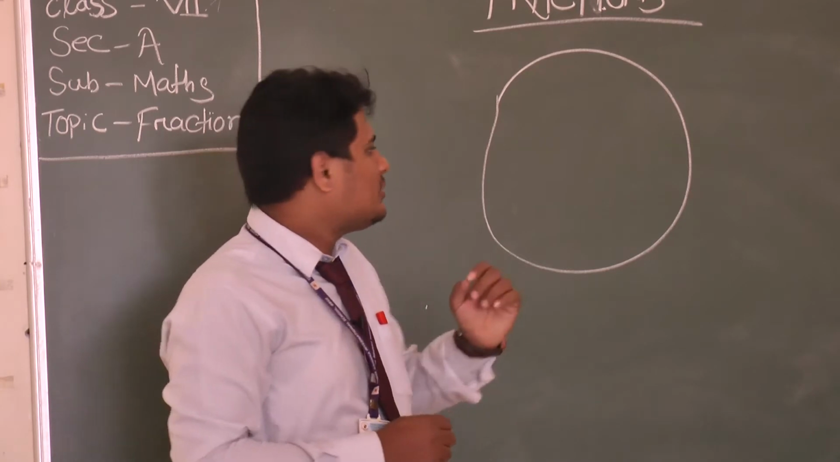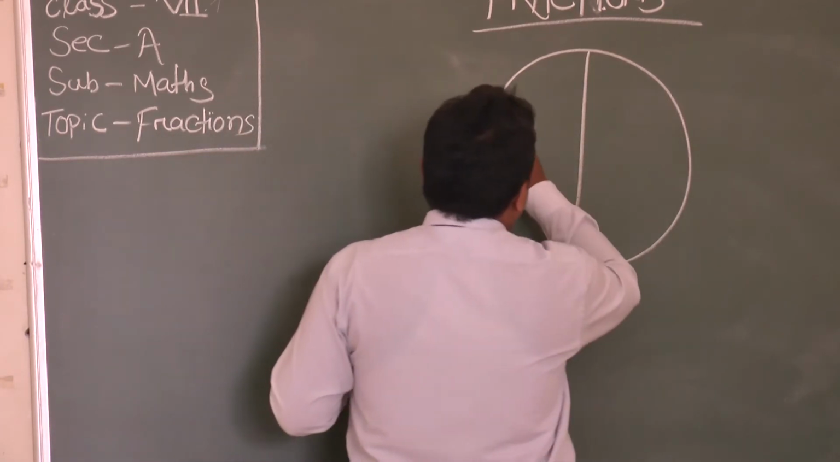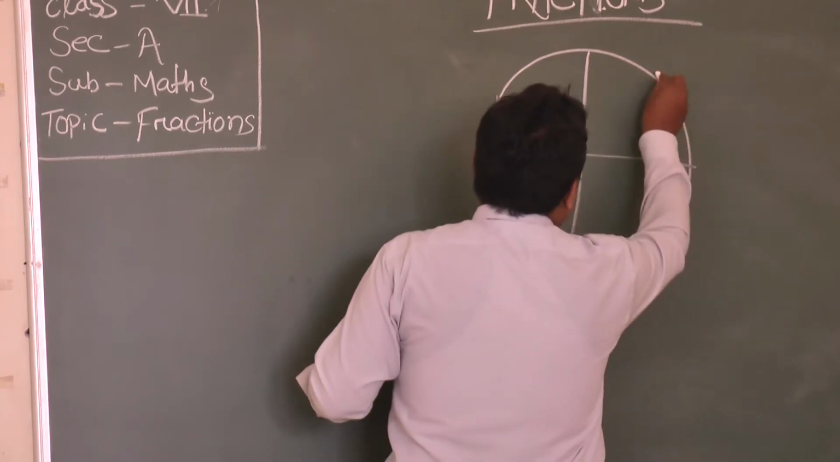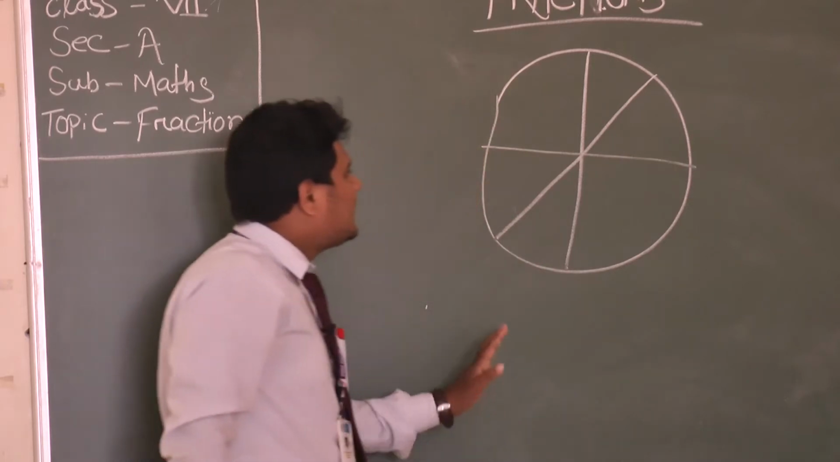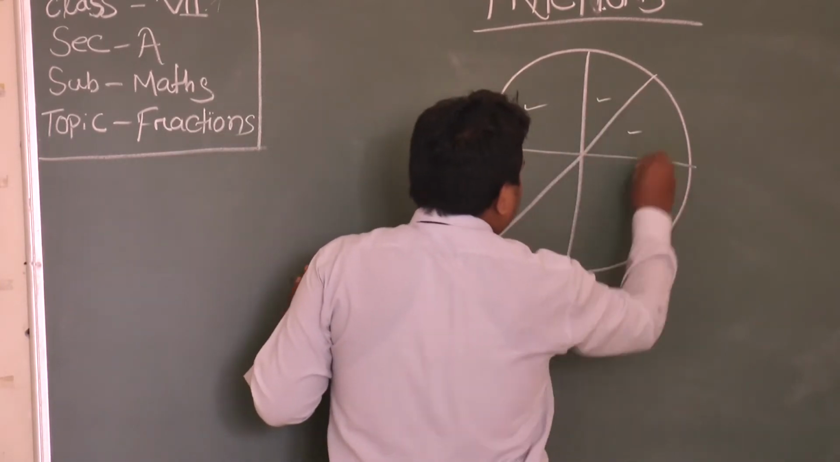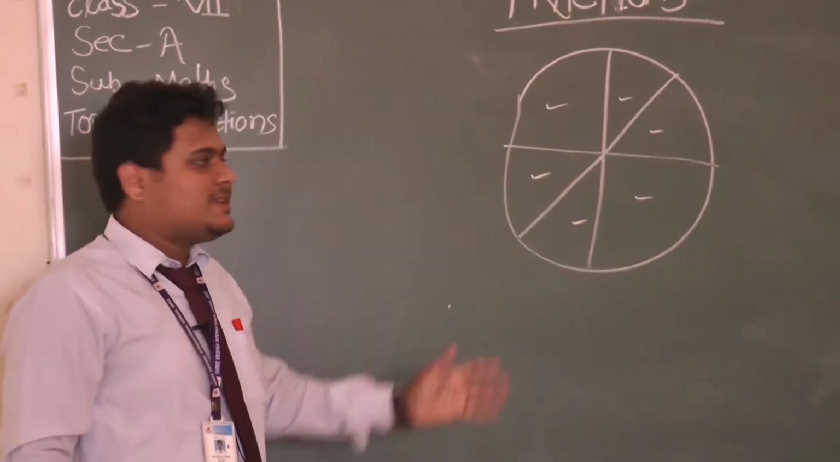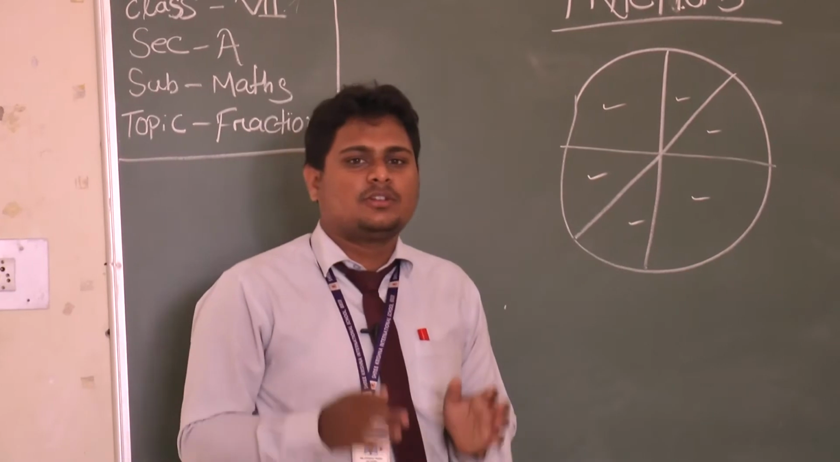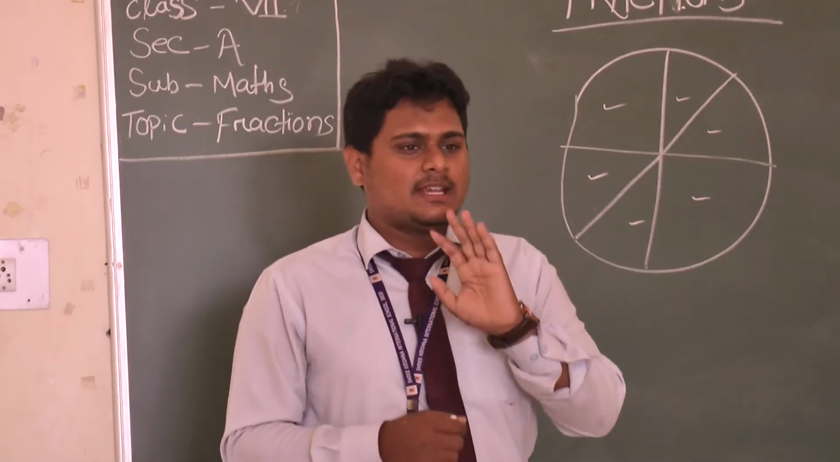So your mother just cuts it into different parts, or different pieces. Then how many pieces are there? 1, 2, 3, 4, 5, 6. So it means 6 pieces. Your mother just cut it in 6 pieces. Okay, how many pieces? 6 pieces.